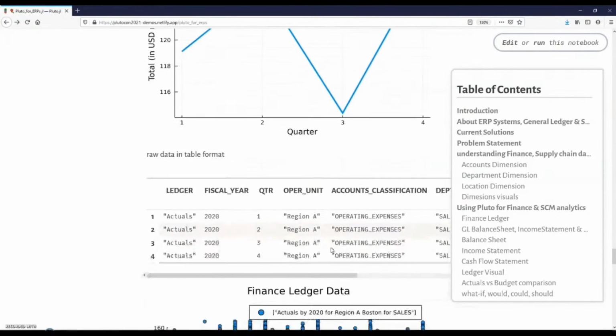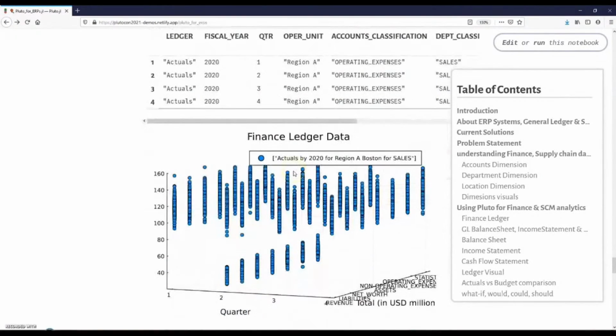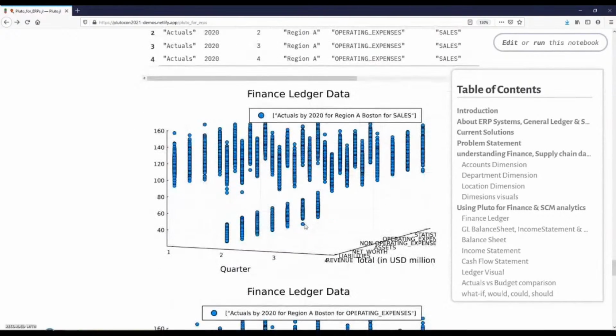Let me show you another example. This is a 3D visual. Again, it's a bad looking plot, but the point is you can compare your operating expenses to prior year operating expenses. You want to see how your net worth looks, and when you have this many liabilities, why you have too much liabilities and your assets are less. It gives a 3D visual. As an executive leader, I want to see how my actuals compare from one region to another. Pluto definitely shines here.